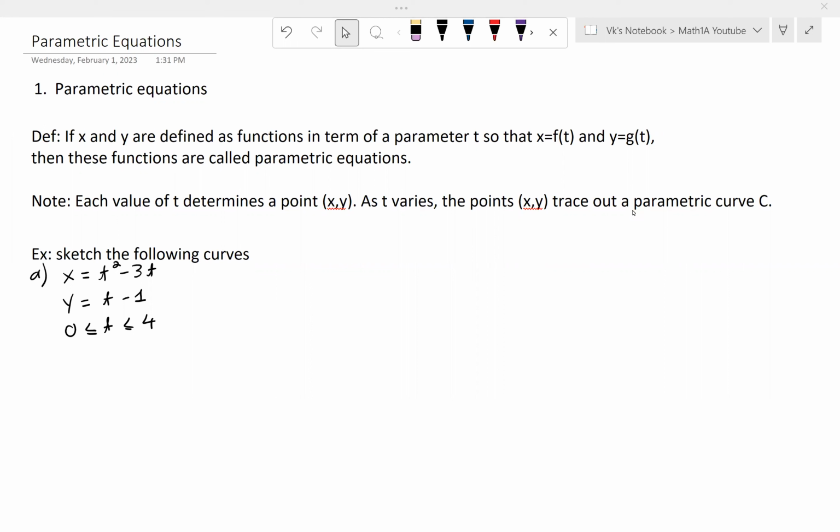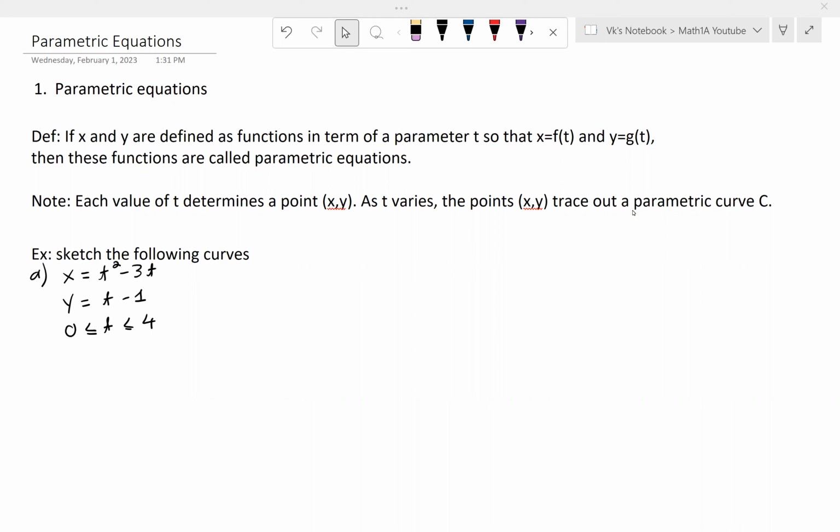Number one, parametric equations. Definition: if x and y are defined as functions in terms of a parameter t, so that x equals f of t and y equals g of t, then these functions are called parametric equations. Each value of t determines a point (x, y). As t varies, the point (x, y) traces out a parametric curve C. Let's take a look at a few examples.